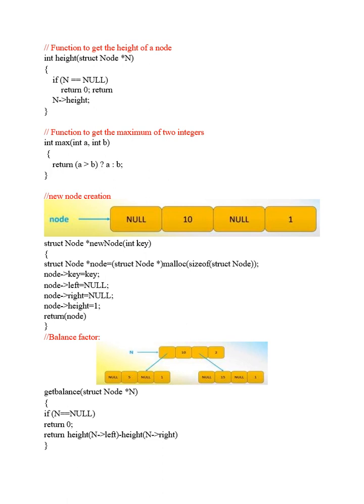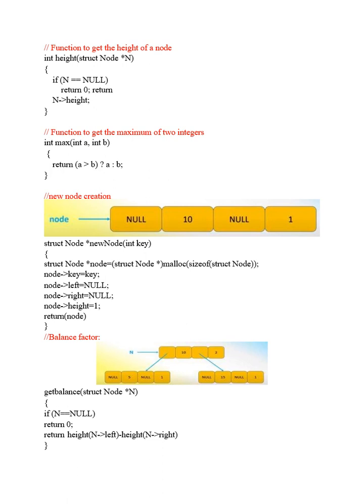If I want to get the height of a node, this is the function for the height of the node. And we all know the maximum of two integers. This is the function to get the maximum of two integers. Next, here is the new node creation. If I want to create a new node, first we have to allocate memory. That is malloc, memory allocation for that node of structure type. We already defined the structure, and we have to define the key. Left and right should be null the first time, and the height of the node is 1 for the first time.